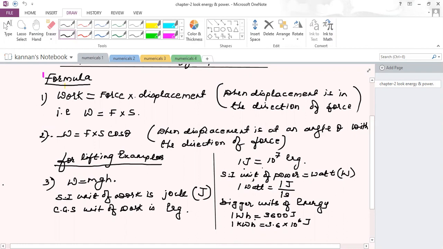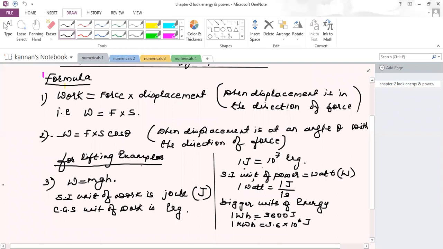Force is represented by the letter F, and displacement is represented by the letter S. So W is equal to Fs. Now, look below, the second formula. You should use W is equal to Fs when the displacement of the body takes place in the direction of the force.